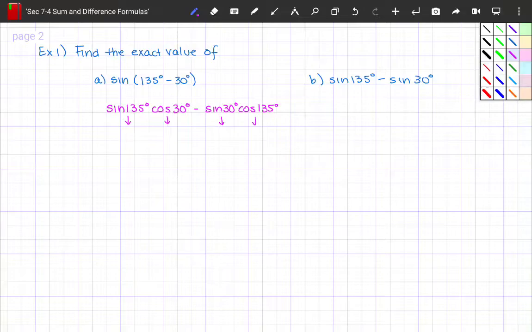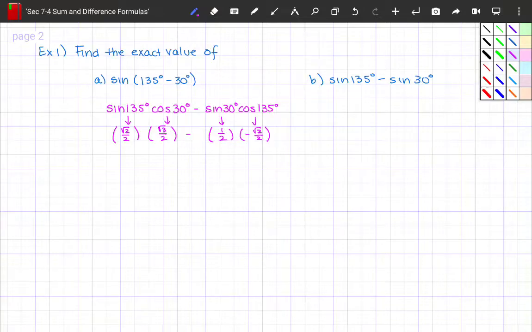Sine of 135 degrees is in quadrant 2, so that's where sine is positive, and your reference angle is 45 degrees. The sine of 45 degrees is root 2 over 2. Cosine of 30 degrees is root 3 over 2. I sure hope you guys took my advice and memorized that table. Otherwise, your homework's going to go a lot slower.